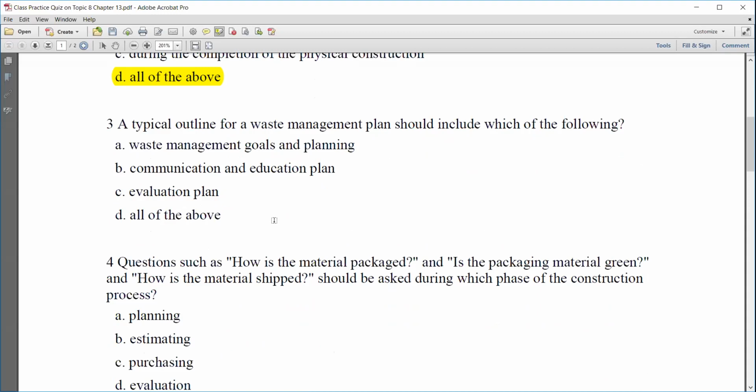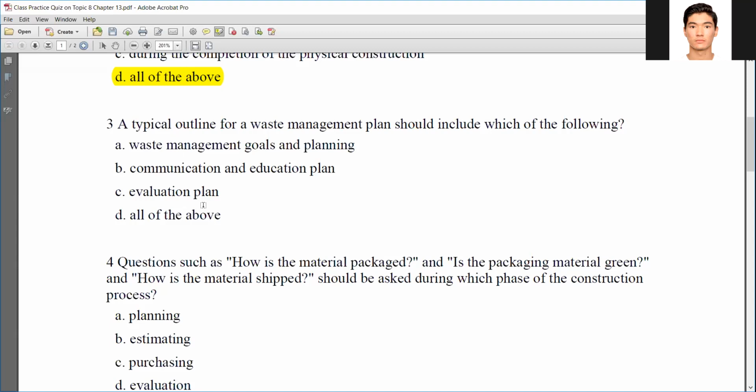A typical outline of a waste management plan should include which of the following? Waste management goals and planning, communication and education plan, evaluation plan, all of the above. Also, all of the above. All of the above. Okay, yeah.